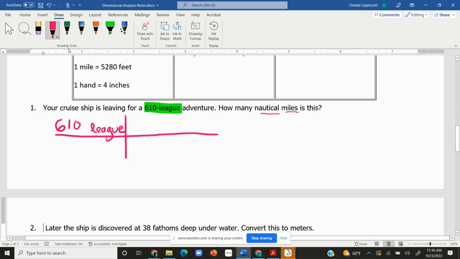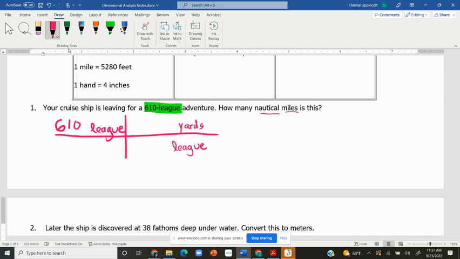Where am I going to put leagues, on the top or the bottom? On the bottom, because remember, you want it to cancel out, just like you were doing with the animals yesterday. So I'm going to put leagues down here, and on top, I'm going to put what that's equal to in yards.